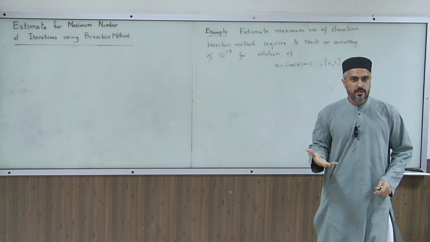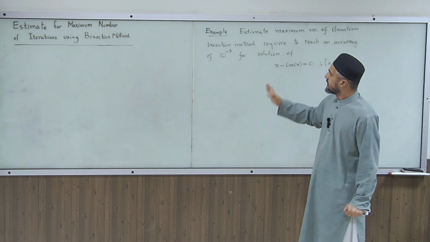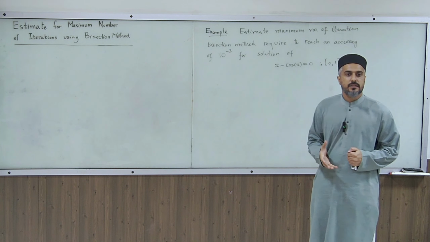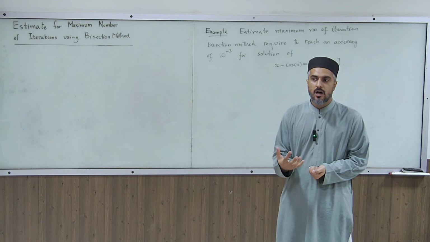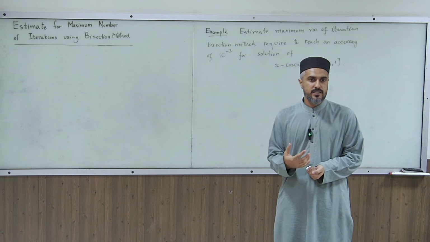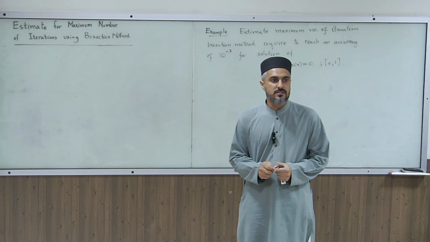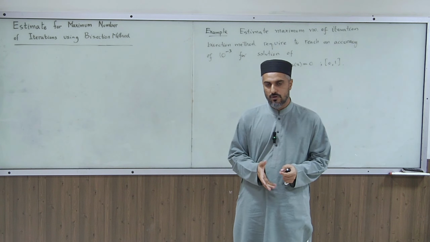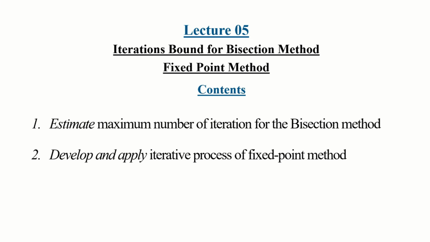The benefit of this topic is that before we start a problem, we will know how many times we have to run the bisection method, so we can estimate that. That will be our first topic in this lecture, and the second will be the next method we are going to learn to find the solution of the one variable equation, which is the fixed point method. So we'll be starting another method in this lecture too.